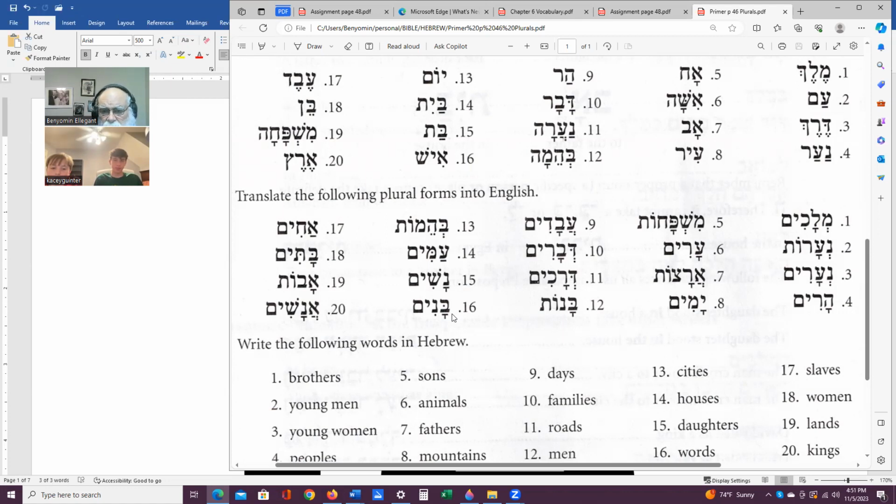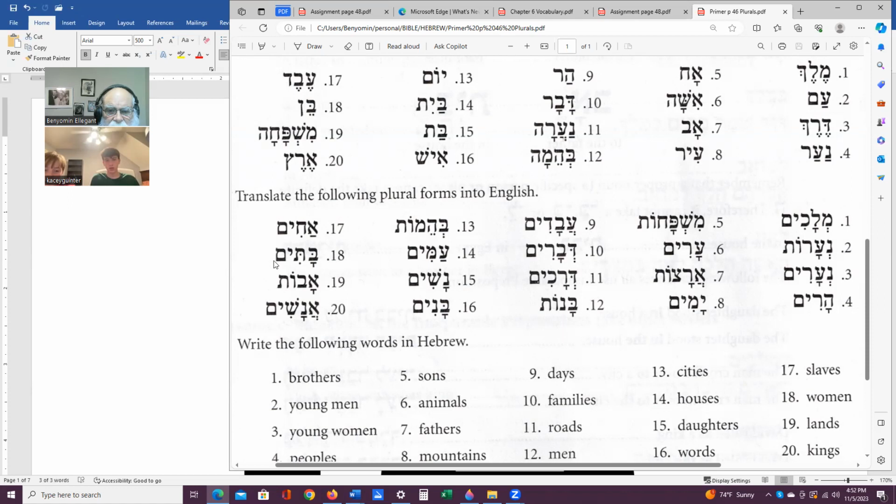Caleb. Banim. Sons. Oh, ma'od. Achim. Fathers. What? Oh wait, or is that brothers? Tov ma'od. Banot. Daughters. Tov ma'od. Avot.